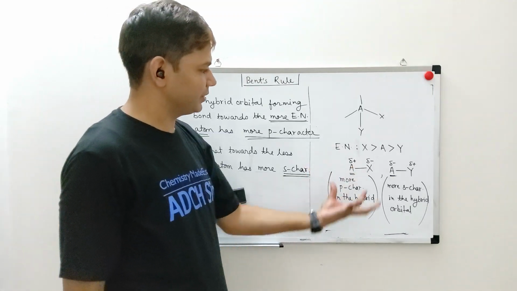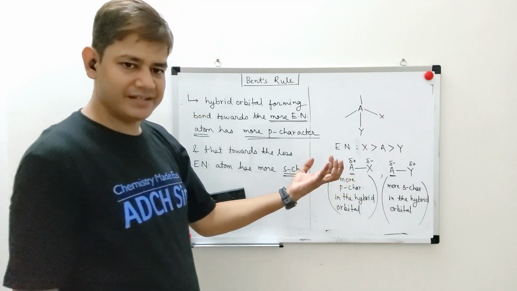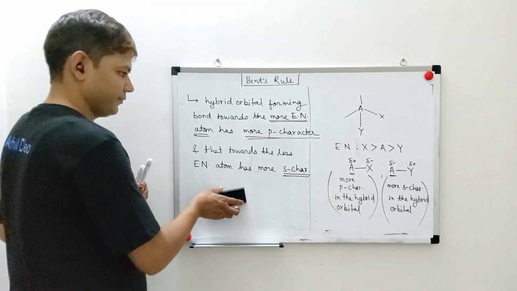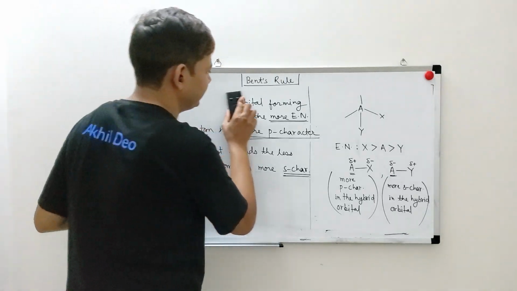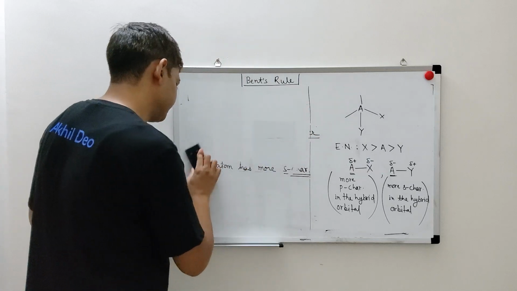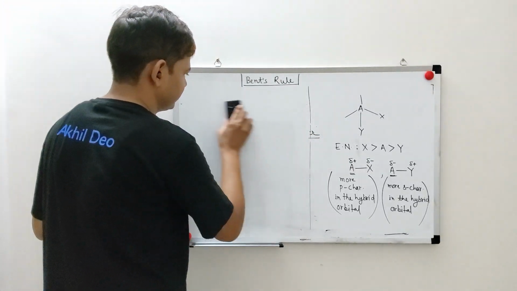So this is a very important result. Let us try and apply this result in some molecules. Let us look at some examples. We'll keep in mind that the more electronegative atom will pull p character towards itself, and the less electronegative atom will pull s character towards itself.